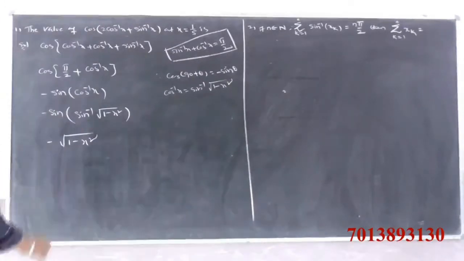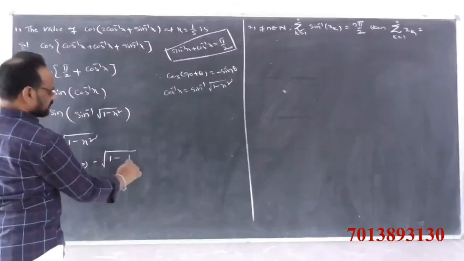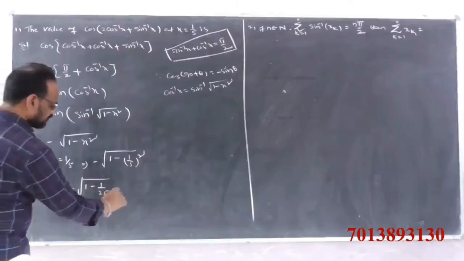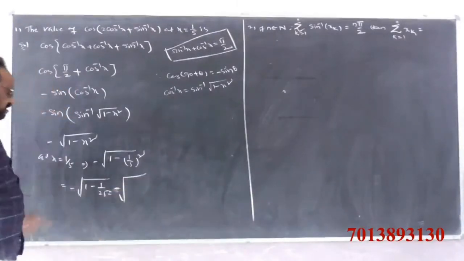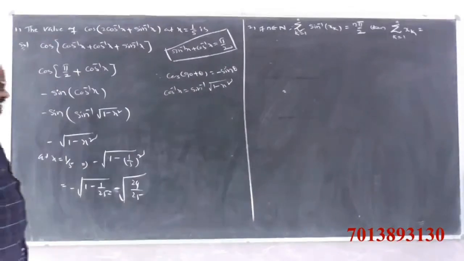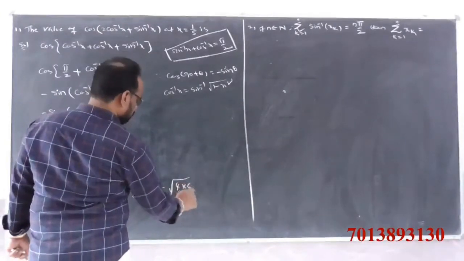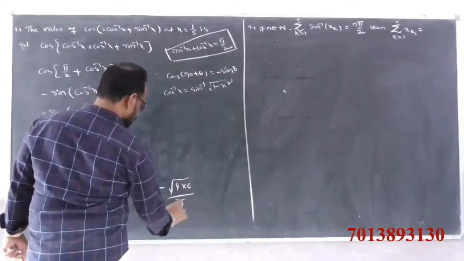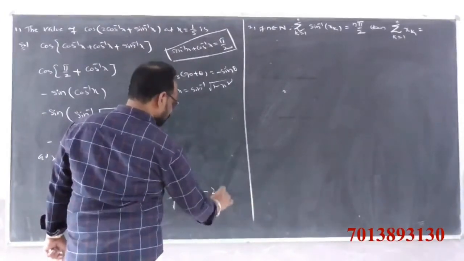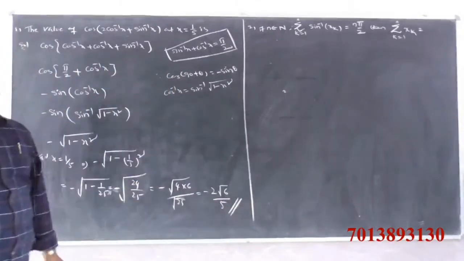At x equals 1 by 5, we get minus square root of 1 minus 1 by 5 whole square, that is minus square root of 1 minus 1 by 25, which is minus square root of 24 by 25. 24 can be written as 4 into 6, and 25 as 5 square. So root 4 gives 2 root 6 by 5. The answer is minus 2 root 6 by 5.